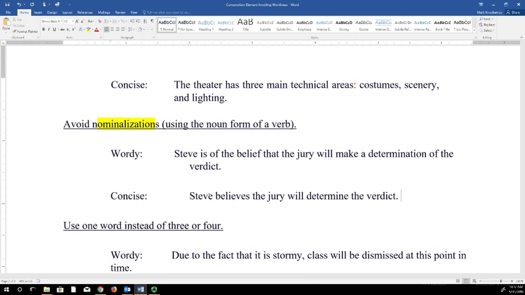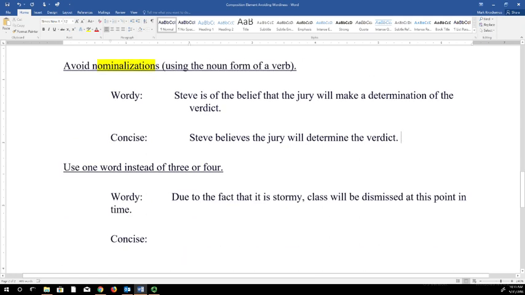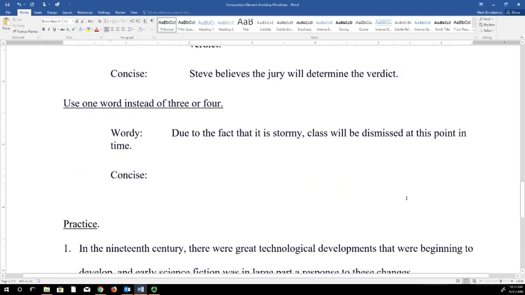Boom. Now, this sentence is not only shorter, but wow, look at the action that we have in here. No longer Steve is of the belief that the jury will make a determination of the verdict. Oh, Steve believes the jury will determine the verdict. So much better there. And again, those are called nominalizations, zombie nouns. Always focus on verbs. Verbs are action. Nouns, those are the actors.